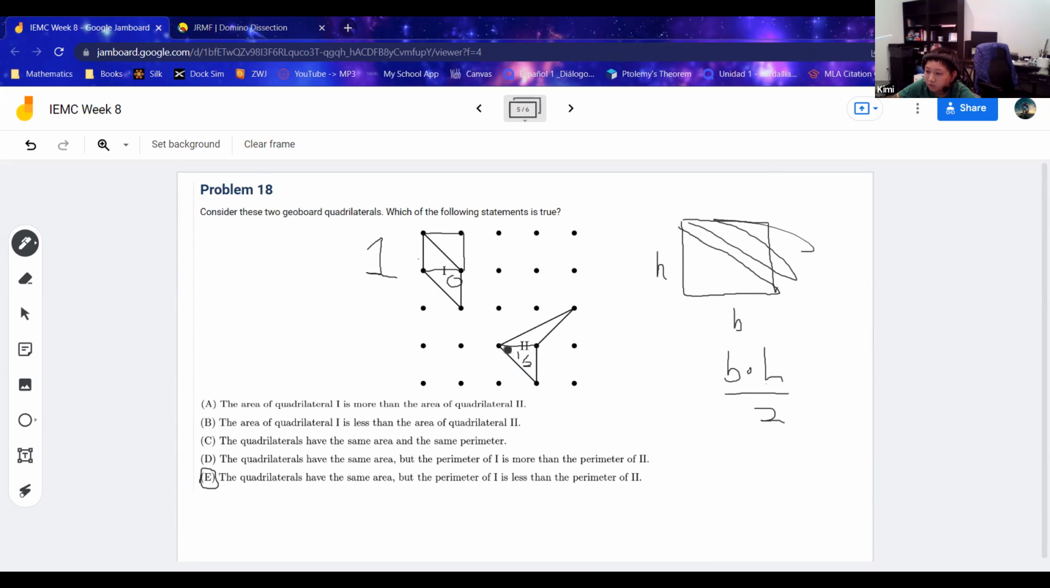Great. So in this case, we can see the base is 1, right? Pretty clear. And then the height is also 1. Yeah. So 1 times 1 over 2 is just 1/2. That means 1/2 plus 1/2 is 1. That means it's also 1. Exactly. So they have the same area, but not the same perimeter, which means the answer is B.